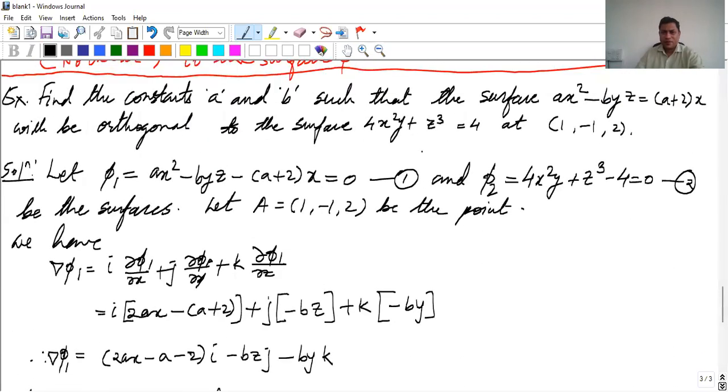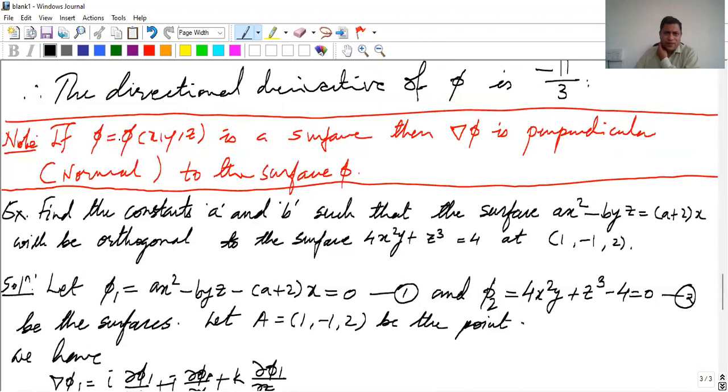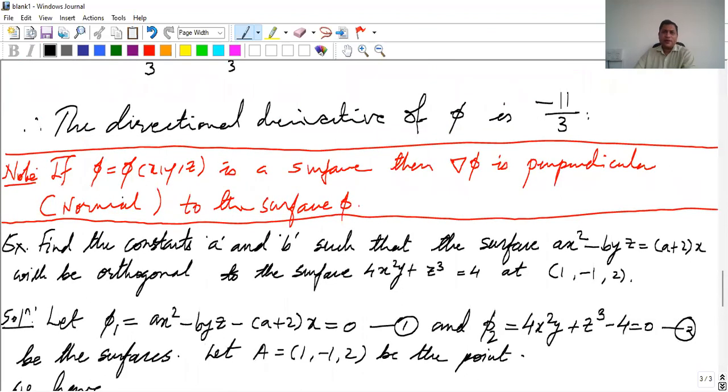Sir, can I ask you something? Actually, sir, before proceeding further, can you please explain the statement which you wrote here? This one, the surface, phi.